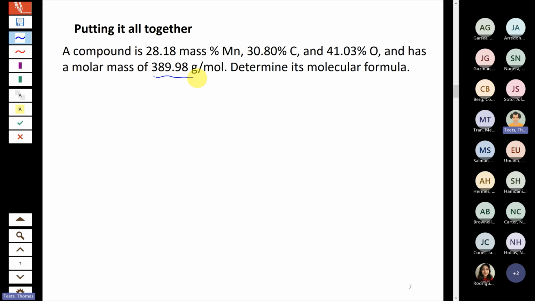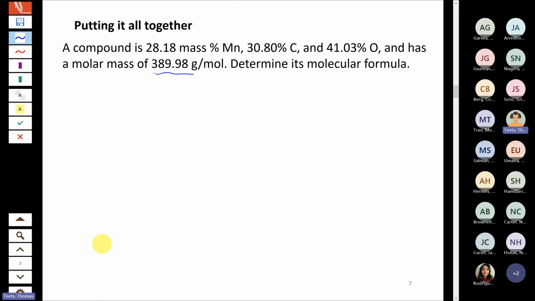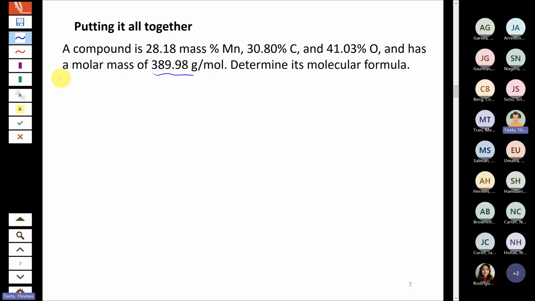In a problem like this, we're going to combine all the steps that we've already learned. We're going to assume 100 grams of the compound, convert each of these into moles, find the empirical formula that way, and then relate the empirical mass and the formula mass as well. All right, so this is going to be a lot of tedious work, but we'll get there.